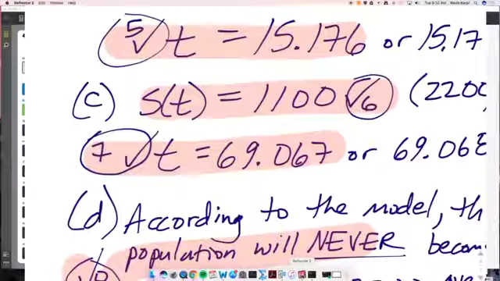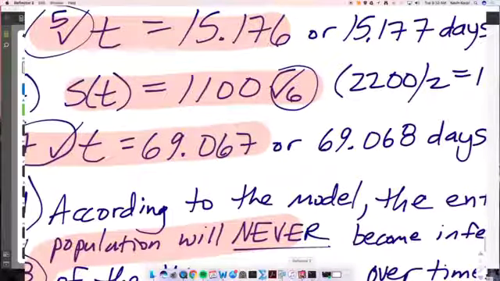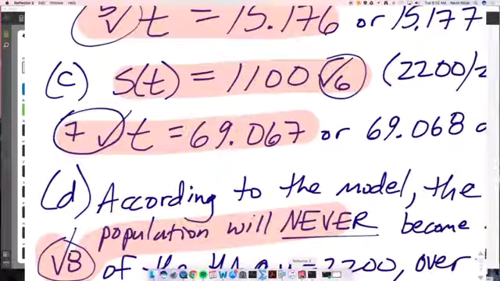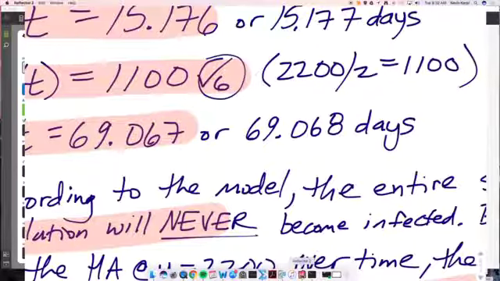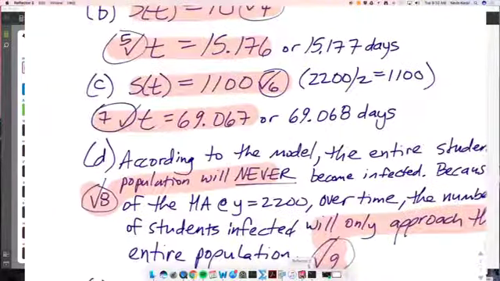Same idea, graph 1100 and Y2, see where they intersect, and you get T equals 69.067 or 69.068 if you round. One of those 2 answers with T equals gets the 7th check. If you put days on the end of that, you're eligible for your unit check.